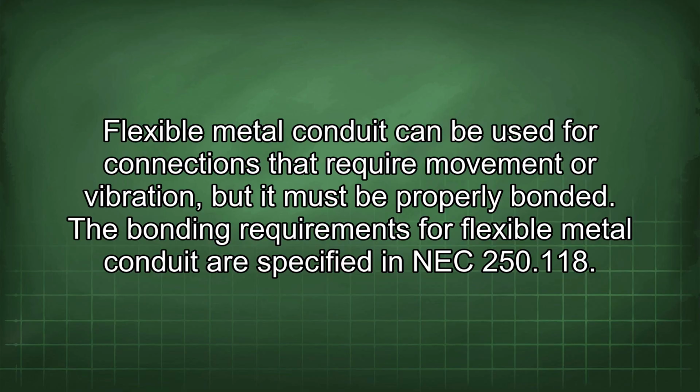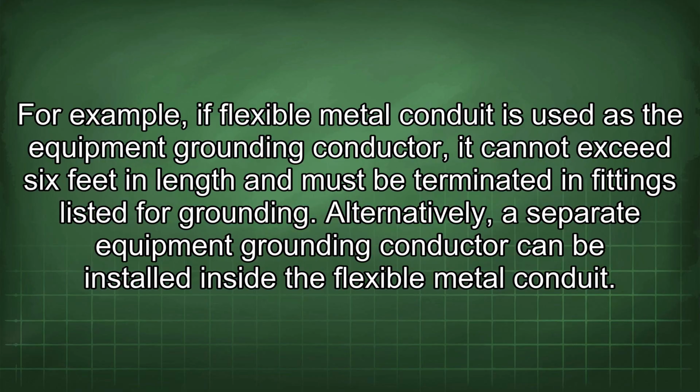The bonding requirements for flexible metal conduit are specified in NEC 250.118. For example, if flexible metal conduit is used as the equipment grounding conductor, it cannot exceed 6 feet in length and must be terminated in fittings listed for grounding. Alternatively, a separate equipment grounding conductor can be installed inside the flexible metal conduit.